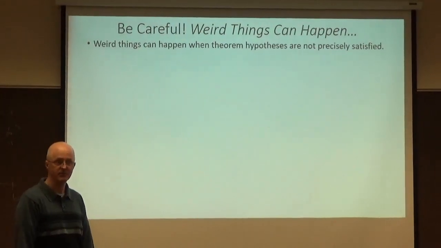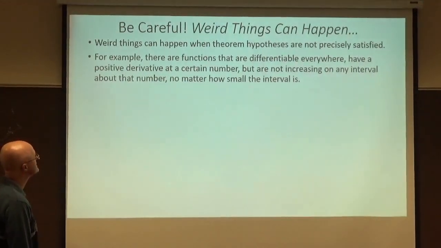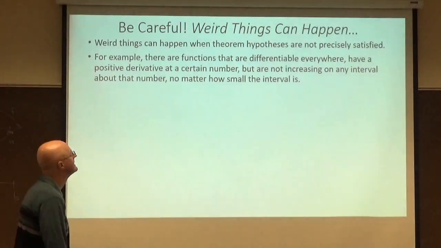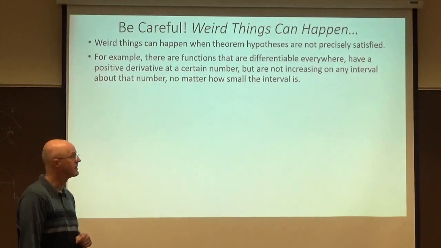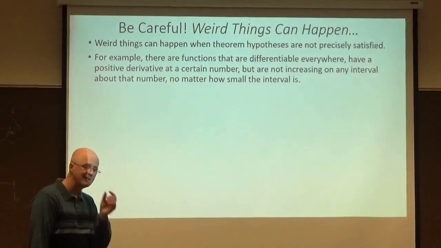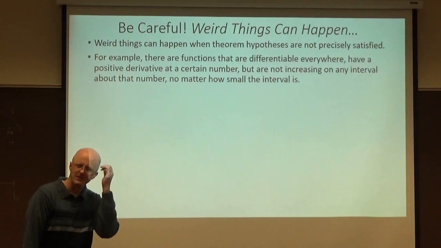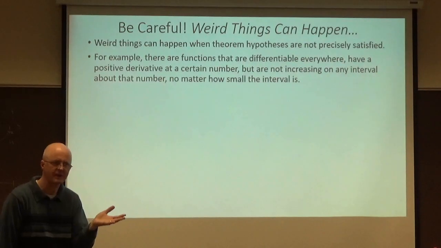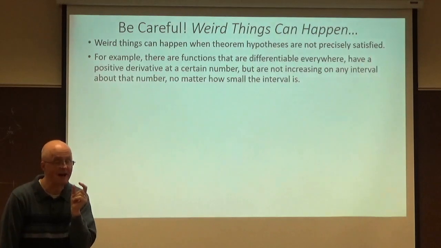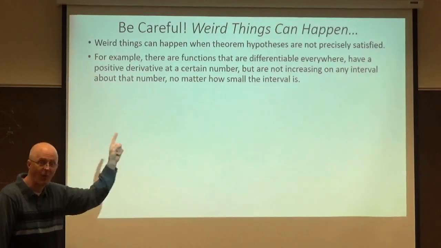I've actually shown you this example before, back in chapter 2, I think. For example, there are functions that are differentiable everywhere. They have a derivative everywhere. The slope of the tangent is always defined. They have a positive derivative at a certain number, but are not increasing on any interval about that number, no matter how small the interval is. You scratch your head and say, well, the derivative is positive, but the function is not increasing. It's positive at just one point we're talking about, not over an interval. This is not contradicting the increasing function theorem, because I'm only assuming it's positive at one number.